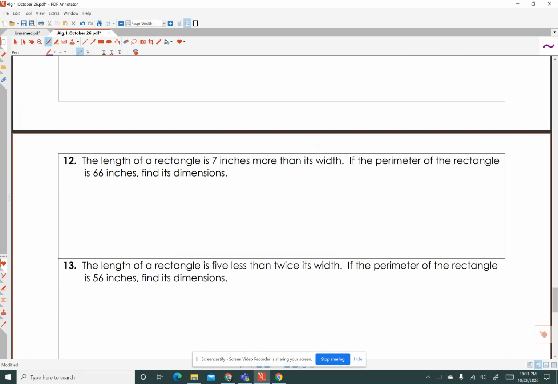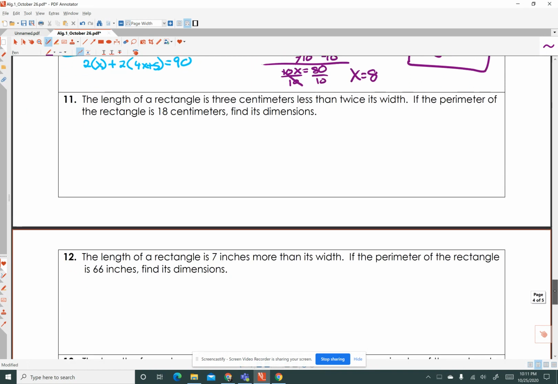And let's move on to our next problem. A few more of these left. The length of a rectangle is 3 centimeters less than twice its width. If the perimeter is 18 centimeters, find the dimensions. So let's see if you can do this on your own.